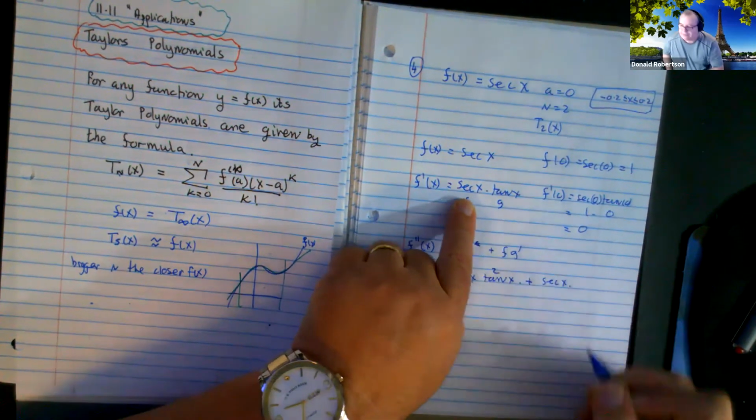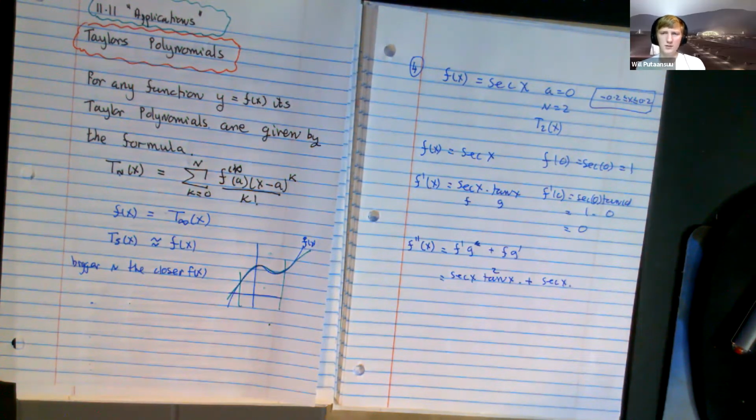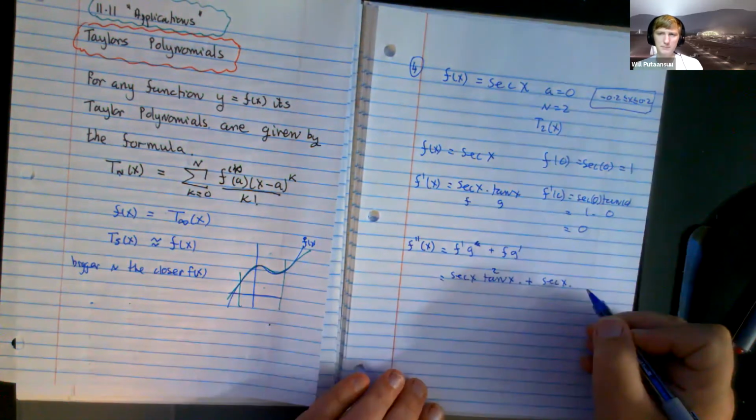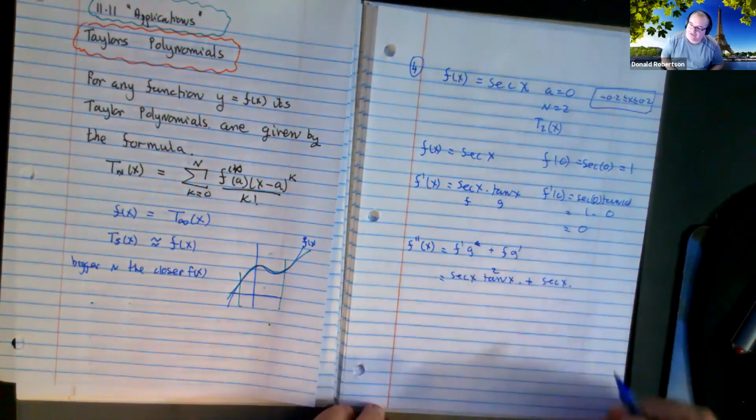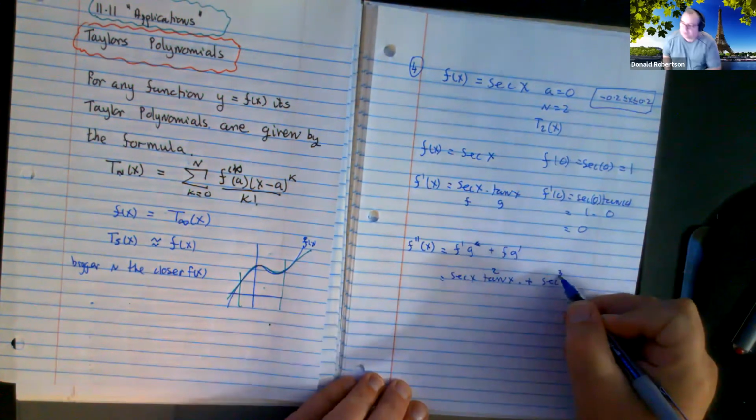And what do you get if you differentiate tan x? Secant times tangent. That's what you get when you differentiate a secant. But you were close. It's secant squared. Okay, so can I call that secant cubed to save a line?